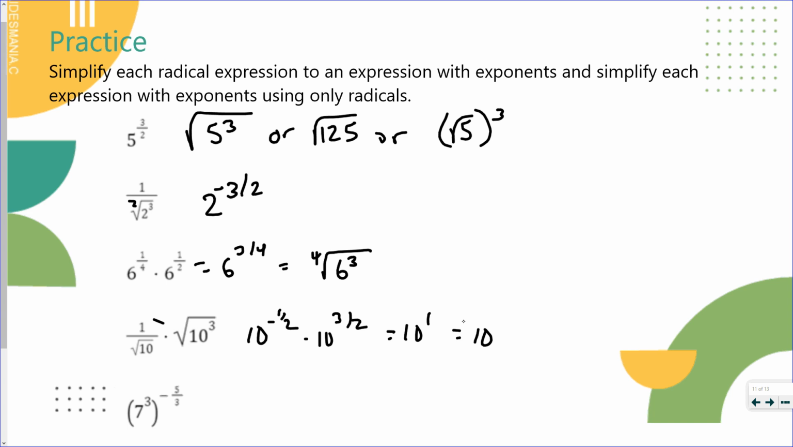All right. What about 7 to the 3 over 7 to the 5/3? Okay. Again, you have to multiply these, and since you have a multiply and a divide, they cancel out, and you get 7 to the negative 5. Or 1 over 7 to the 5th. Either way works.